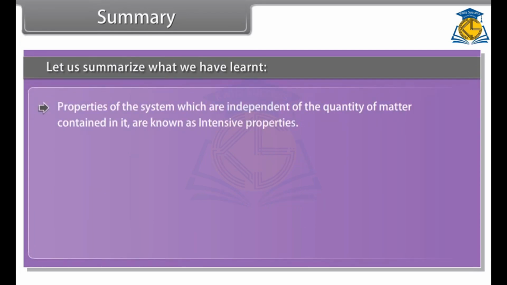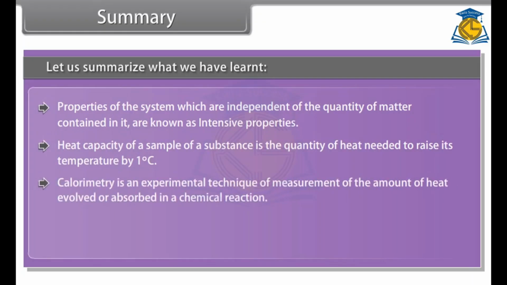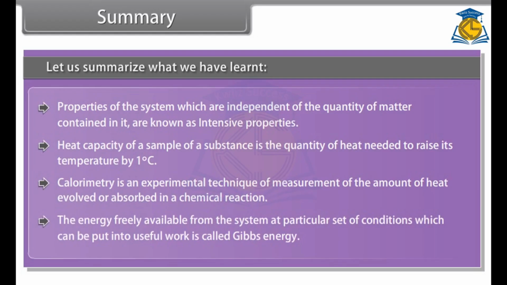Properties of the system which are independent of the quantity of matter contained in it are known as intensive properties. Heat capacity of a sample of a substance is the quantity of heat needed to raise its temperature by 1 degree Celsius. Calorimetry is an experimental technique of measurement of the amount of heat evolved and absorbed in a chemical reaction.